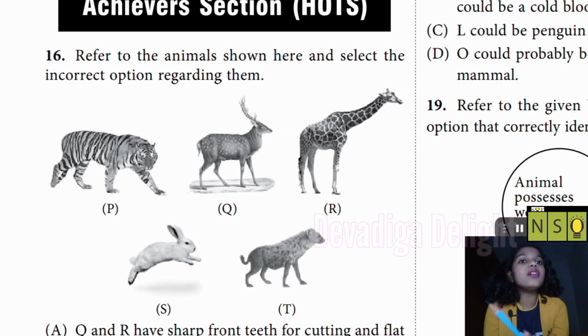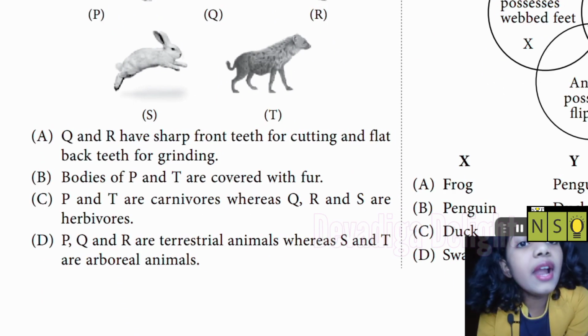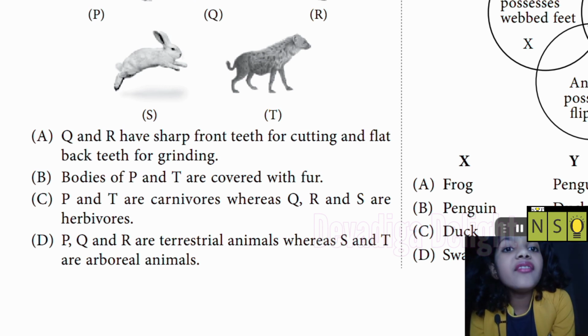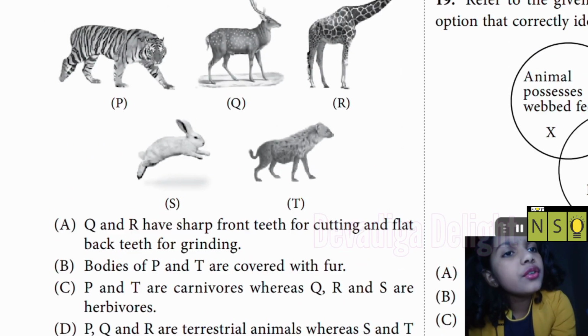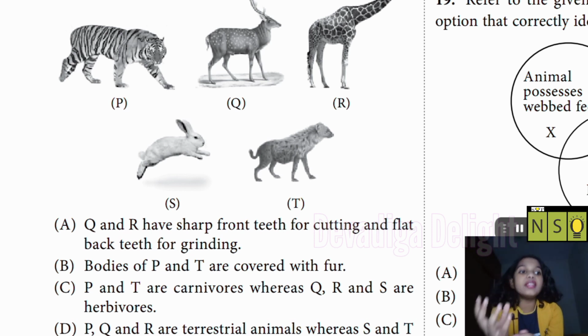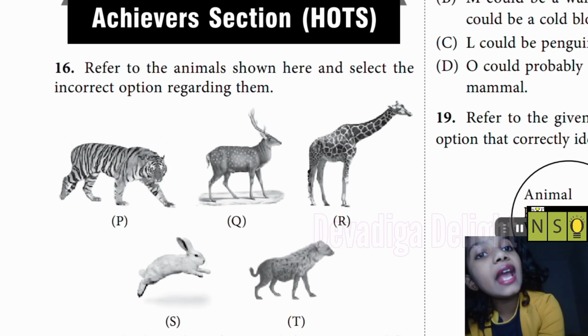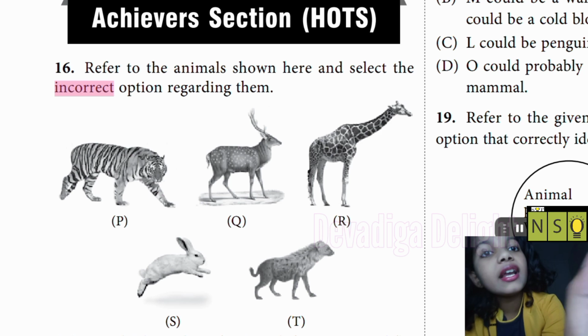Okay, now 16th one. Refer to the animals shown here and select the incorrect option regarding them. So here P is a tiger, Q is a deer, R is a giraffe, and S is a rabbit, and T is a hyena. So Q and R have sharp front teeth for cutting and flat back teeth for grinding. Q and R, which are herbivorous, do have sharp front teeth because they have to cut their leaves, and they have flat back teeth because they have to grind their food. So that makes Q and R correct, but they are asking for the incorrect option, not the correct option.